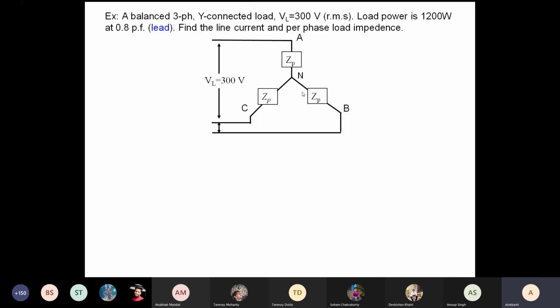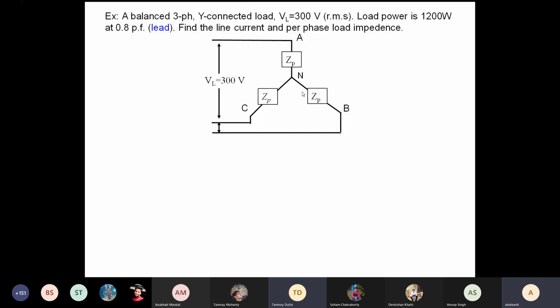So the phase voltage in each phase is 300 by root 3. In each phase you know the power factor, so in each phase you can find out the current. This is the power factor given in each phase, individually.